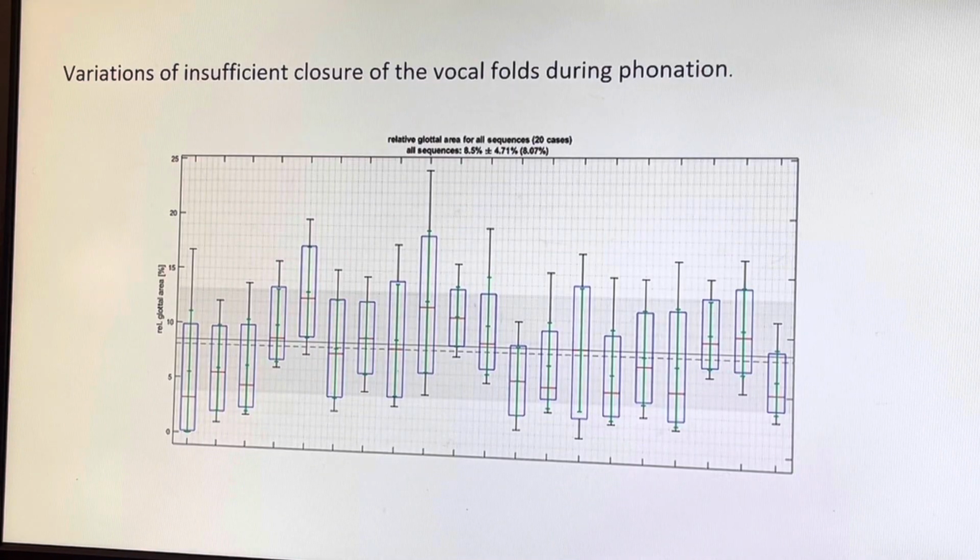Variations of lack of closure of the vocal folds during phonation. The mean highest relative glottal area was 15.7% and the mean lowest glottal area was 3.5%. None of the 20 subjects with a rear glottal gap had full glottal closure, as shown by the relative glottal area not reaching 0. The relative area is calculated as the glottal area divided by the left and right vocal folds plus the glottal area.